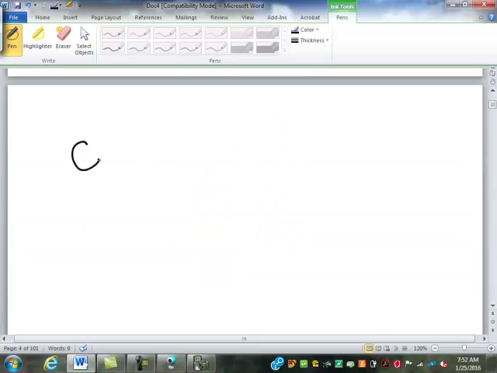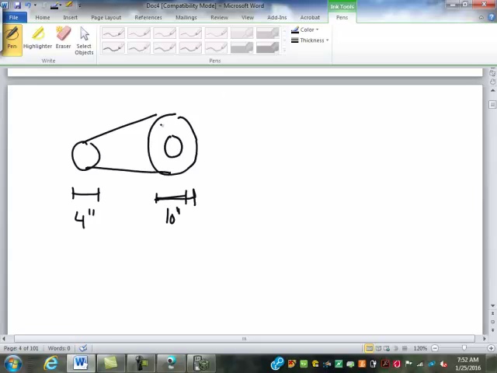One that I want you to try in your notes, see how you do. I want you to find the RPM on that 6-inch pulley, if it's 800 RPM on the 4-inch pulley. Try that in your notes. See what you come up with.